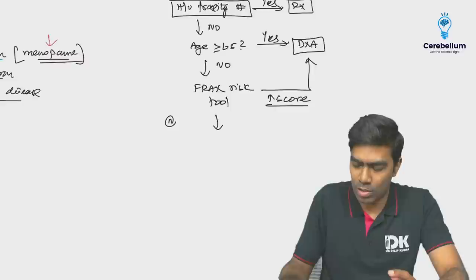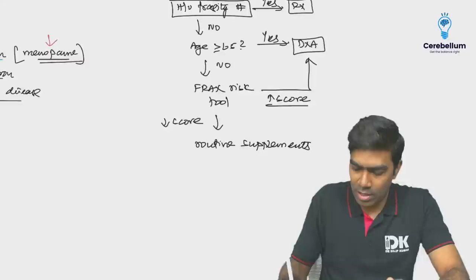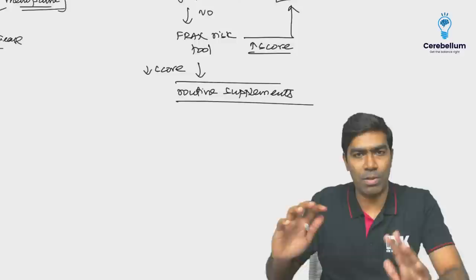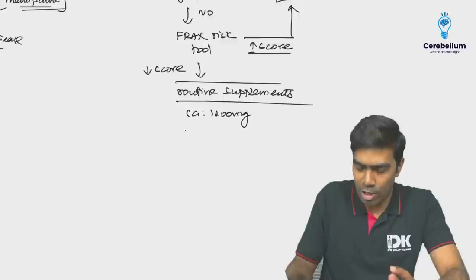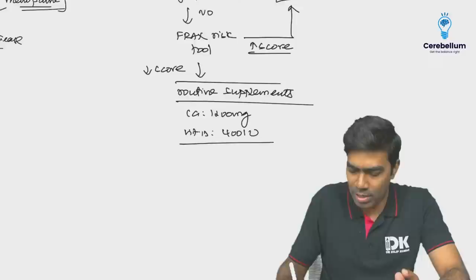In the FRAX risk tool, if the score is normal or low, then you can go for routine management, routine supplements like calcium and vitamin D. How much calcium in postmenopausal women? 1200 milligram. And how much vitamin D are you going to use? Approximately around 400 units of vitamin D.